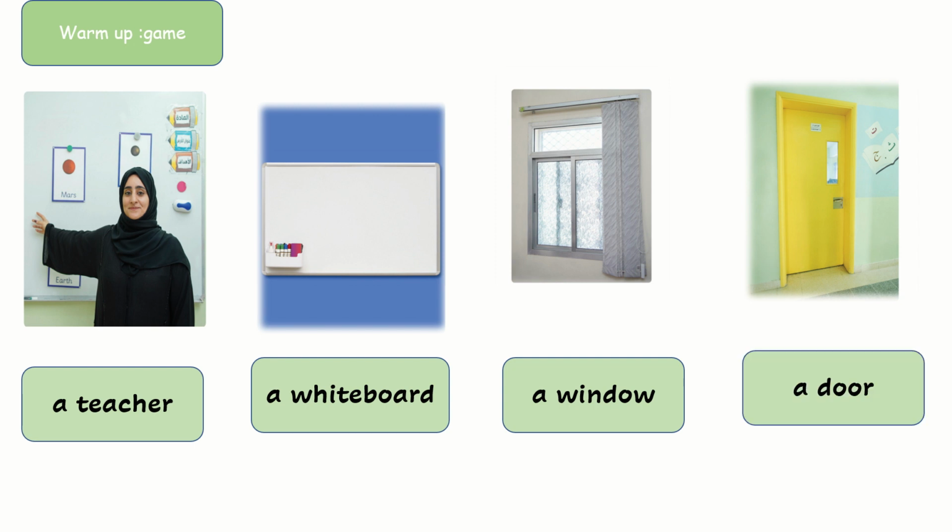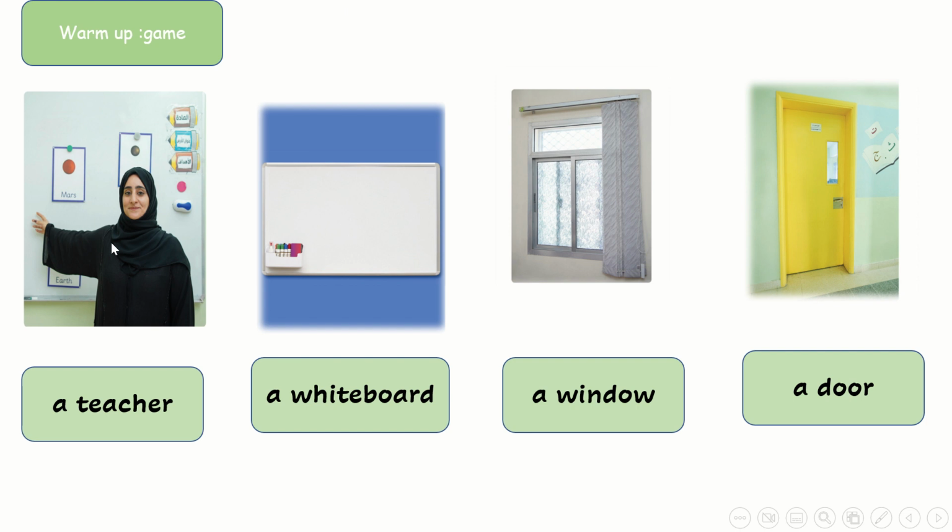Now, my students, let's play this game. When I say the picture correctly, you are going to stand up. If I say, for example, it's a window, so you are going to sit down. If it is not correct, you are going to sit down. If it's correct, you are going to stand up. Okay, have you understood? Yeah? Okay.